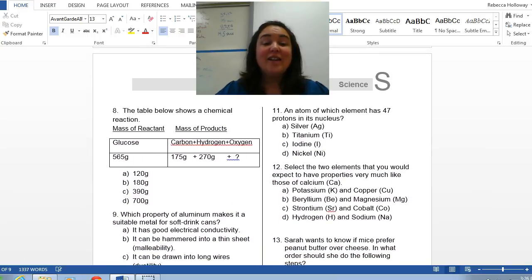All right, here we are, moving on to number 8. The table below shows a chemical reaction. Mass of reactants, mass of products. Glucose, carbon plus hydrogen plus oxygen. 565 grams. 175 grams plus 270 grams plus what? Is that A, 120 grams, B, 180 grams, C, 390 grams, or D, 700 grams? The table below shows a chemical reaction. Please tell me what goes in the place of the question mark.